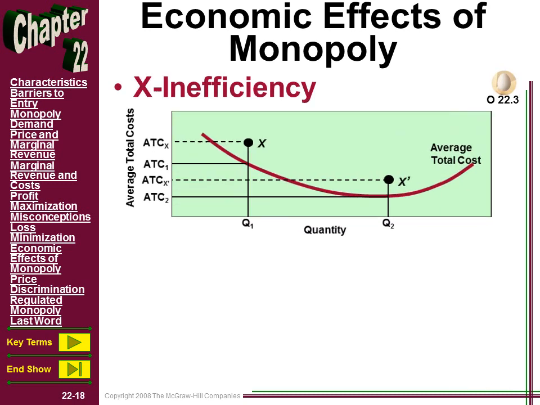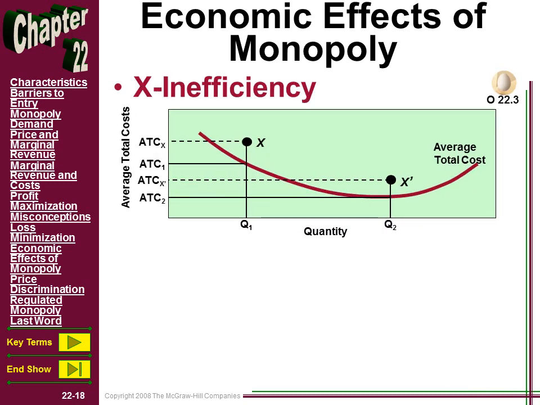Let's discuss further economic effects of monopoly. The first one's called X inefficiency. In theory, a monopolist should be able to achieve economies of scale. A very large capital investment allows the firm to produce a product at an average total cost much lower than would otherwise take place if several firms divided the industry.